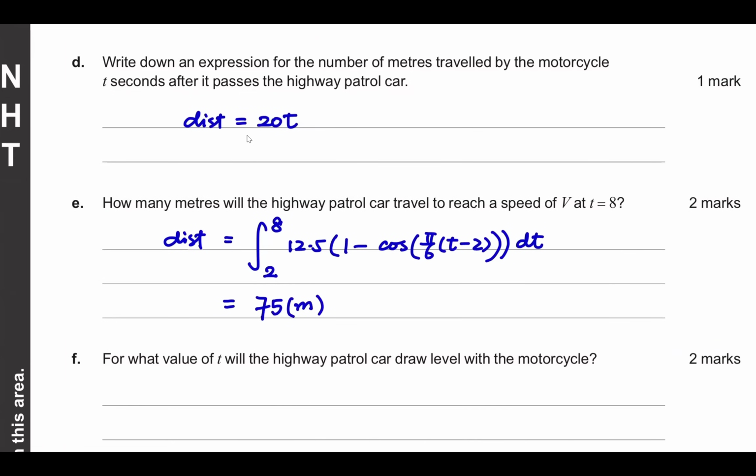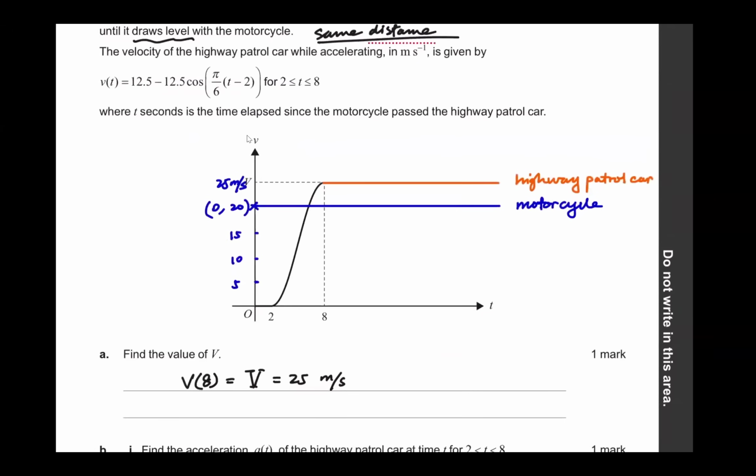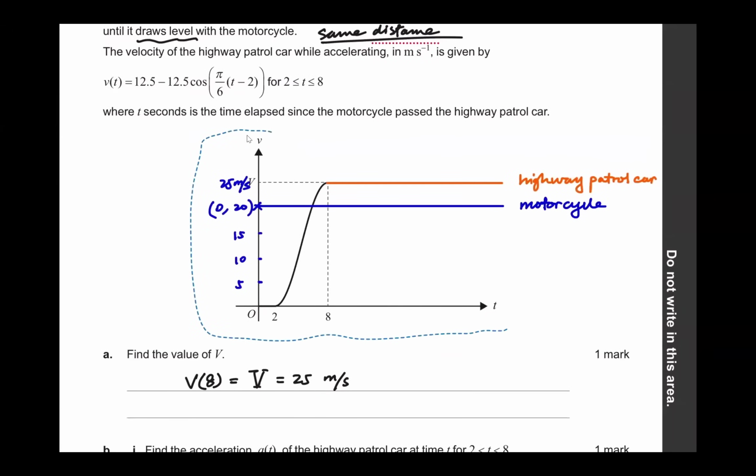And for what value of t will the highway patrol car draw level with the motorcycle? That is equating the area. I will duplicate a graph over there.